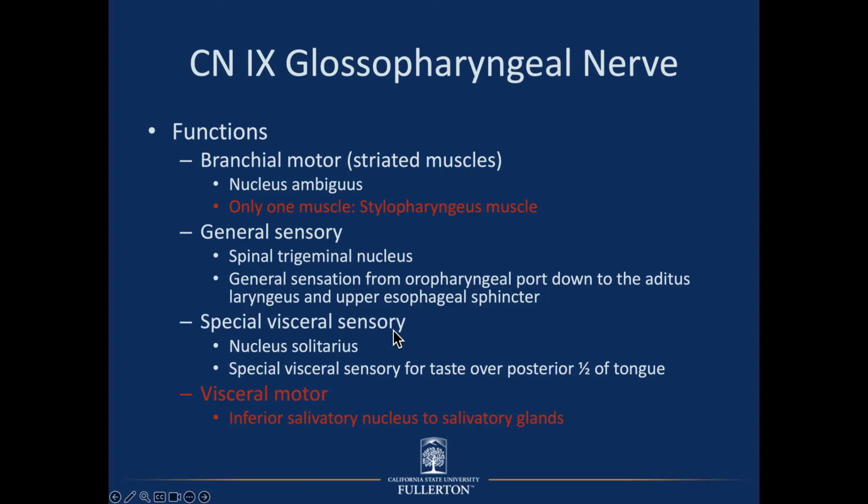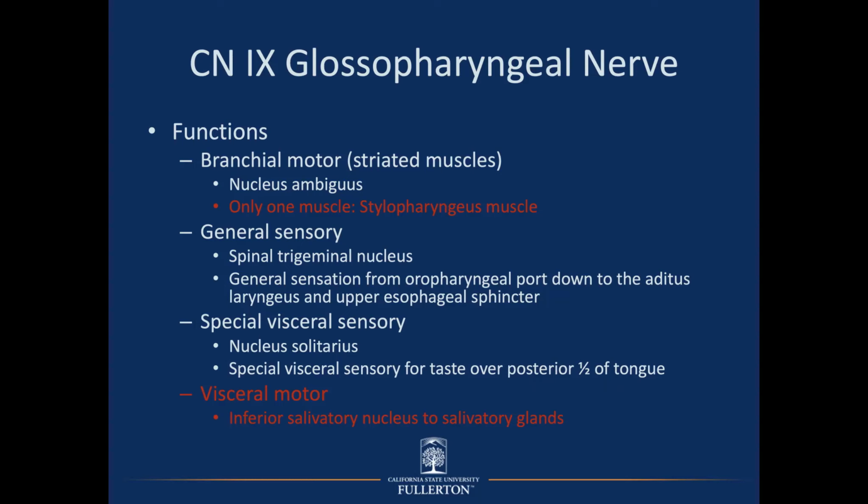All right, and then there is a special visceral sensory component too. Those afferent neurons go to the nucleus solitarius, which you've heard about now. What else that we've talked about today went there? From the anterior 2/3 of the tongue, the neurons for taste went to the solitarius. And so I said the posterior half, sorry, that's wrong. It's the posterior 1/3. And basically that's the part of the tongue that you can't see by looking in the mouth. When you have somebody open their mouth and stick out their tongue, you're looking at the anterior 2/3. The posterior third is more vertically oriented. It forms actually the front wall of the pharynx.